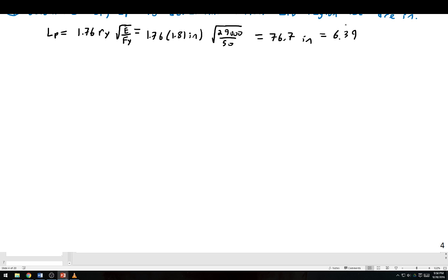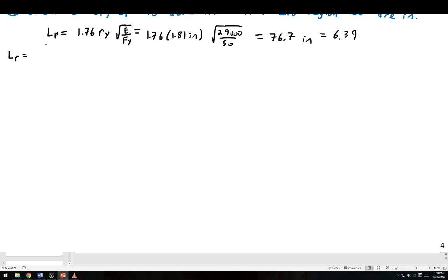So we've got to see where else we are. The other question now becomes, we're definitely beyond Lp. The question now is whether we're between Lp and Lr or whether we're beyond Lr. So I've got to go through the whole Lr calculation. Joy.